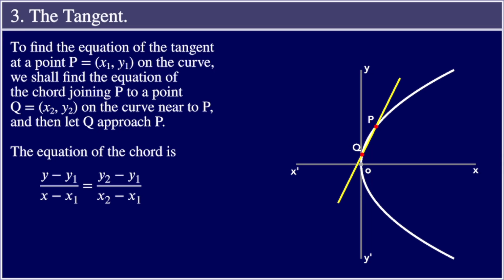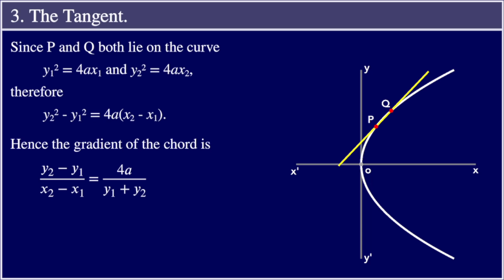Section 3, The Tangent. To find the equation of the tangent at a point P equals (x sub 1, y sub 1) on the curve, we shall find the equation of the chord joining P to a point Q equals (x sub 2, y sub 2) on the curve near to P, and then let Q approach P. The equation of the chord is (y minus y sub 1) divided by (x minus x sub 1) equals (y sub 2 minus y sub 1) divided by (x sub 2 minus x sub 1).